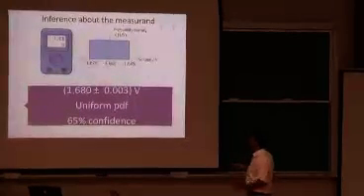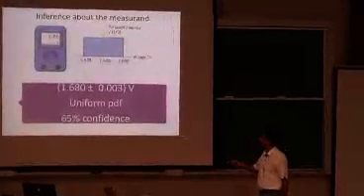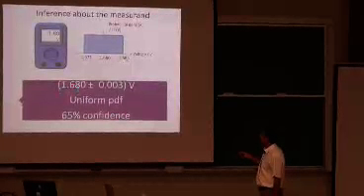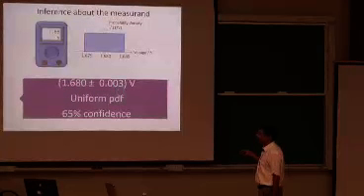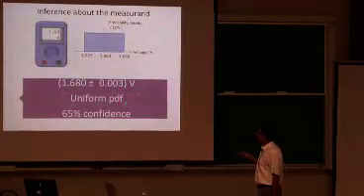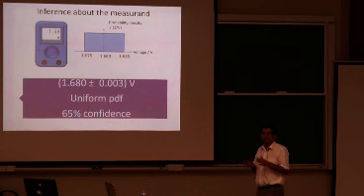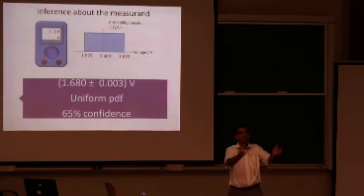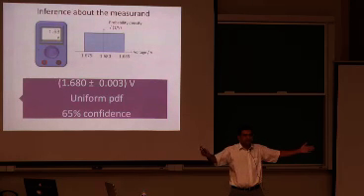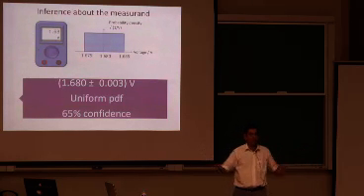So this is what I've done on the blackboard. I have a value of 1.680 plus minus 0.003 volts. It's associated with a uniform probability distribution function, and I'm 65 or 68% confident about it. It doesn't matter whether you specify 65% or 68%. At the level that we're talking about, they're just the same.